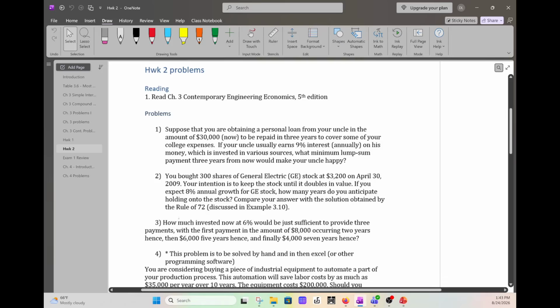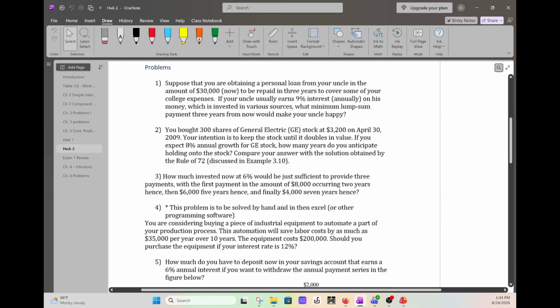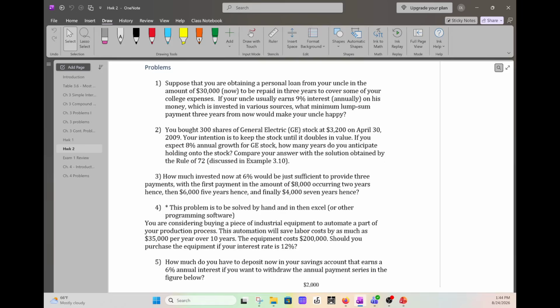Okay. So here you're supposed that you're obtaining a personal loan from your uncle to be repaid in 3 years. You got an interest rate. What's the minimum lump sum payment 3 years from now that would make your uncle happy? Okay. Problem 2, again, is very similar. How many years do you anticipate holding onto the stock so you can double your value?